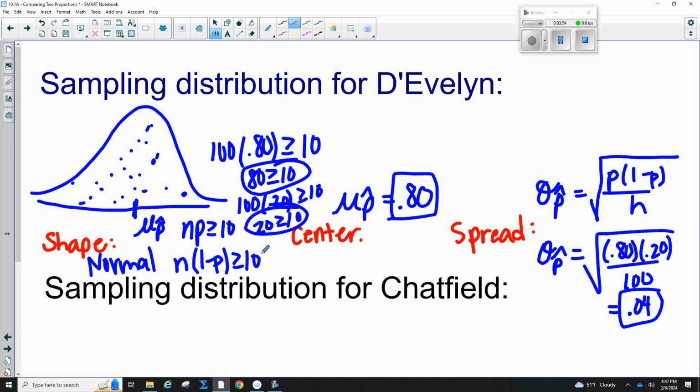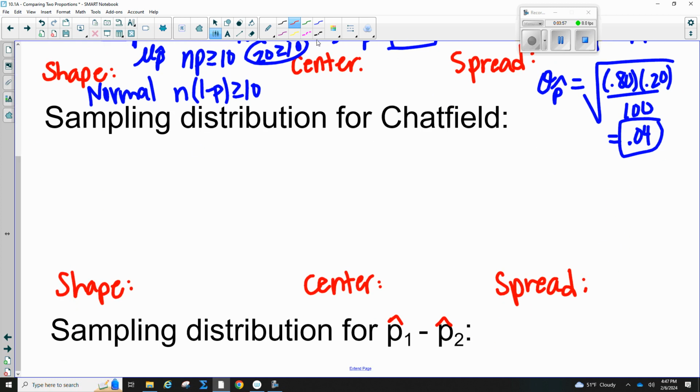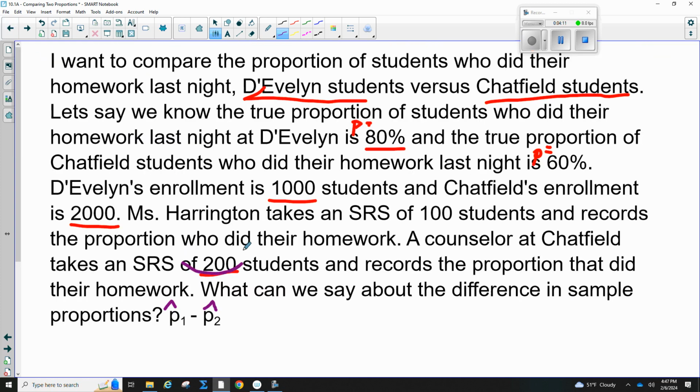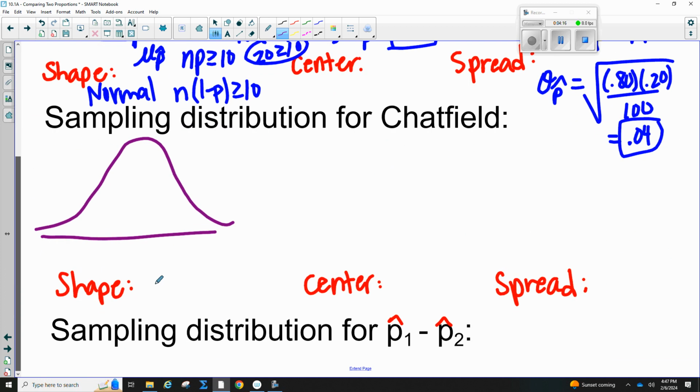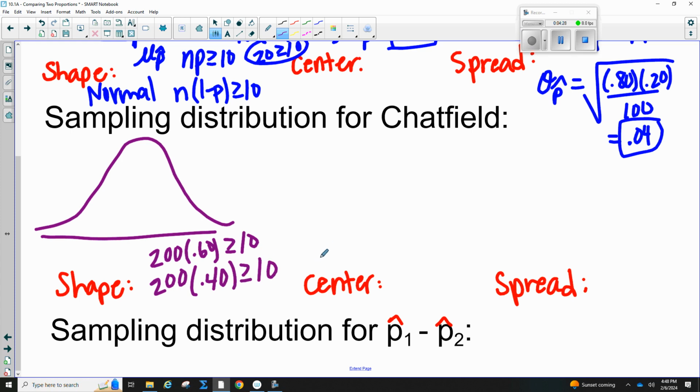Then let's look at Chatfield's sampling distribution. So now I'm going to Chatfield, and we're hopeful that our shape is normal. And we would check n times p greater than or equal to 10. Only this time, our sample size for Chatfield was 200 students, and only 60% of them did their homework. So we're going to do 200 times 60%, and 200 times 40%, and check if those are greater than or equal to 10. And of course, we get 120 and 80, which are both greater than or equal to 10.